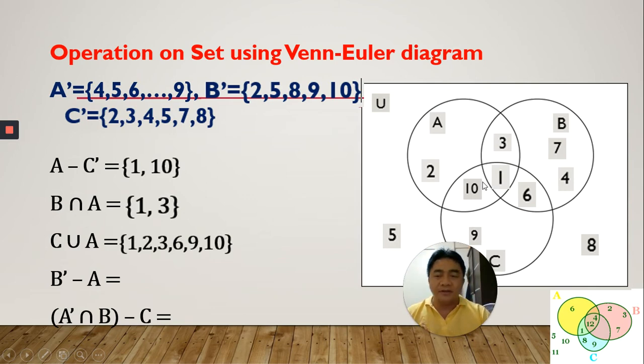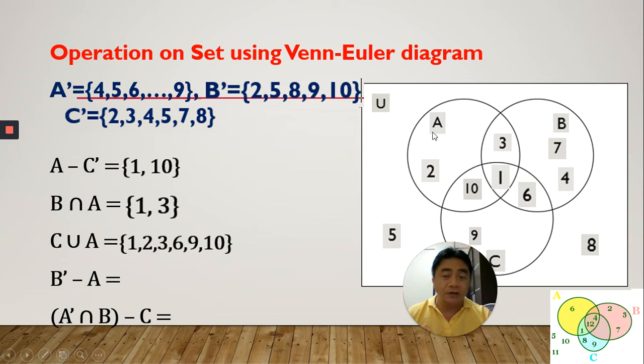Correct. Now we have here the fourth one. We have B prime minus A. So B prime are these elements: 2, 10, 9, 8, and 5. And we have A, this. Now what are those elements of B prime which are not part of A? Remember, B prime is 2, 10, 8, 9, and 5, right? So there are 2 and 10, these two numbers are part of A.